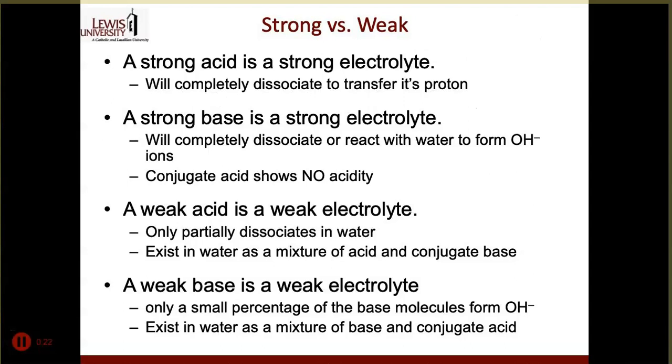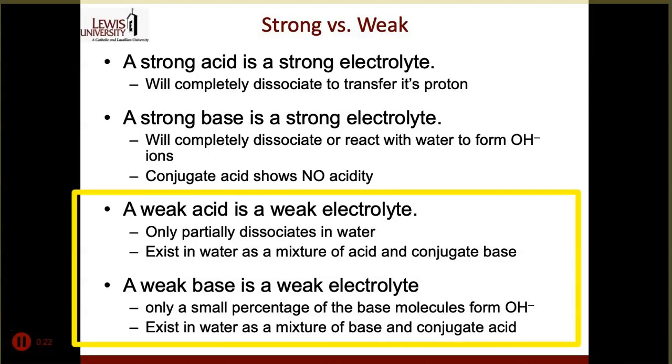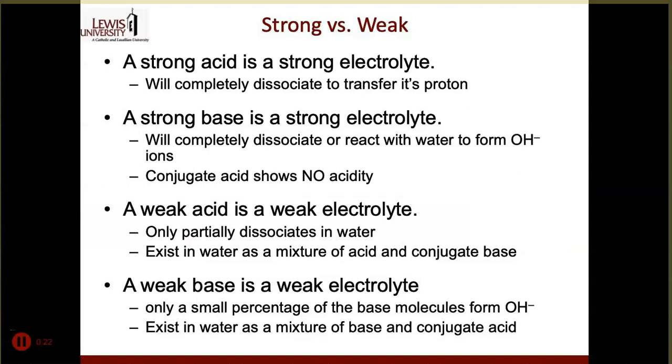If you don't have 100% ionization, you have a weak substance. So a weak electrolyte, a weak acid, and a weak base is something that does not ionize 100%. So that would be anything that is less than 100% ionization. And if you don't have 100% ionization, we can't really draw it as a single arrow reaction. So we have to draw it as a double arrow equilibrium type of reaction.